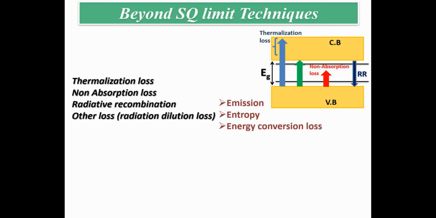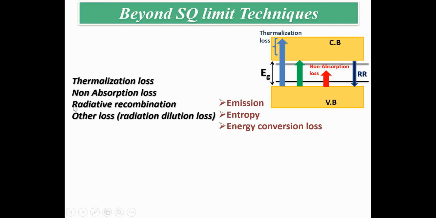An irreversible reaction will have entropy generation. There is generation of entropy in irreversible reaction, and energy conversion loss is because here basically a photon of high energy is getting converted into electrical energy at room temperature. So there is a temperature difference. So that is what is causing the energy conversion loss. Okay.